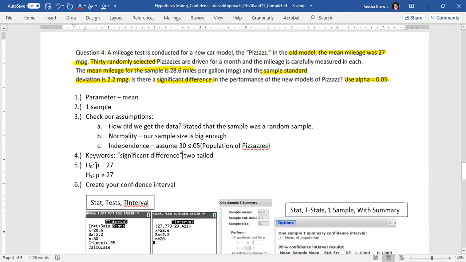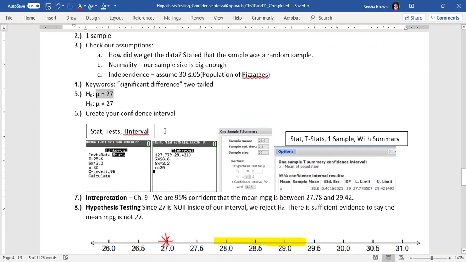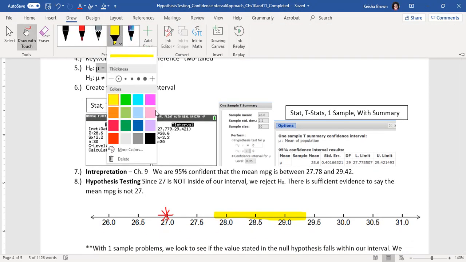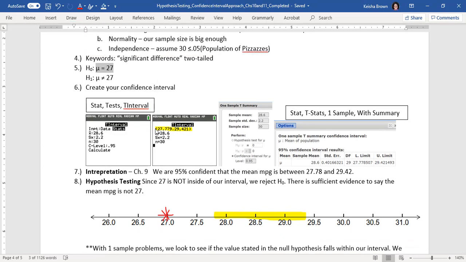Our null hypothesis, remember, is your old information. So in the old model, the mean mileage was 27 miles per gallon. We want to know if there's a significant difference. Have they made enough improvements to say there's improved gas mileage? Calculator people, stat, test, TInterval when you have one sample. StatCrunch people, stat, T stats, one sample with summary. You have your confidence intervals that have been created here and here.